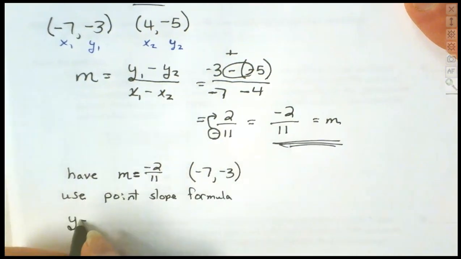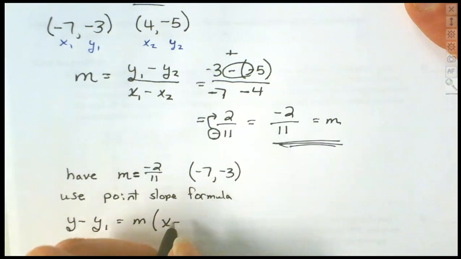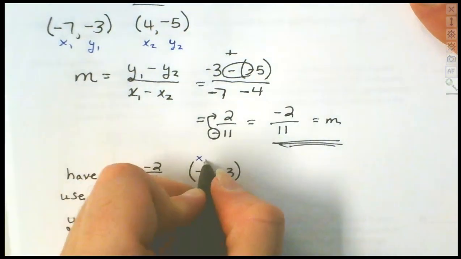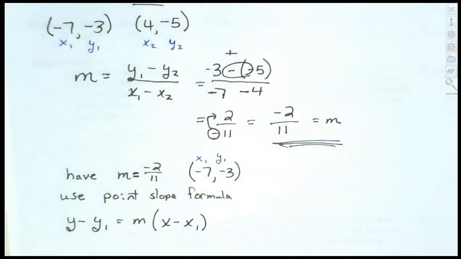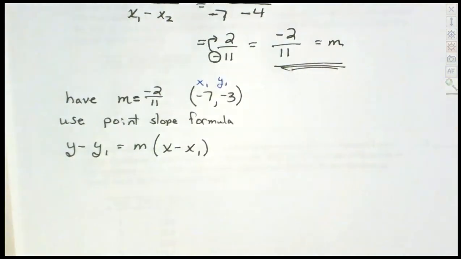Which is y minus y1 equals m times x minus x1. And again, we label our ordered pair x1, y1. Nothing new, it's just this one has fractions, so it does add that little bit of extra work. So let's go ahead and plug our values in.